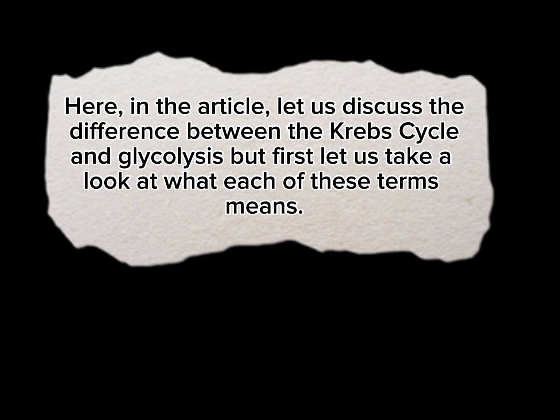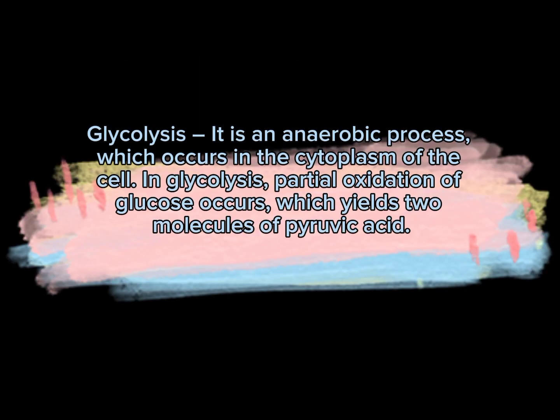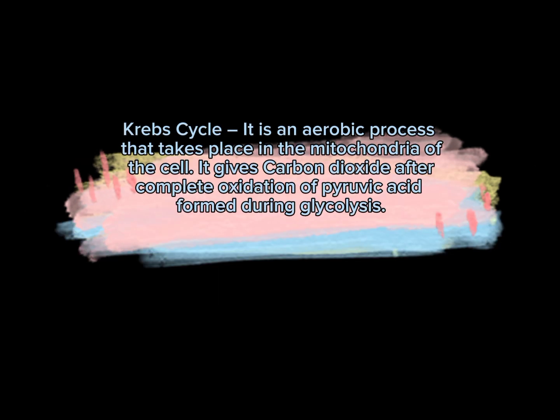But first, let us take a look at what each of these terms mean. Glycolysis is an anaerobic process which occurs in the cytoplasm of the cell. In glycolysis, partial oxidation of glucose occurs, which yields two molecules of pyruvic acid. The Krebs cycle is an aerobic process that takes place in the mitochondria of the cell. It gives carbon dioxide after complete oxidation of pyruvic acid formed during glycolysis.